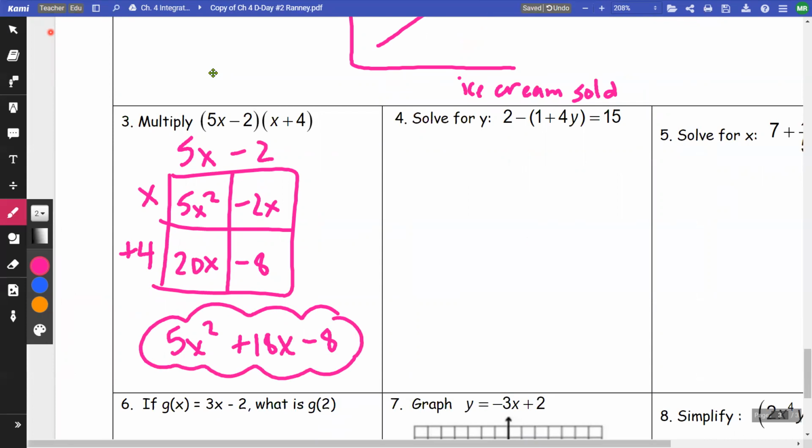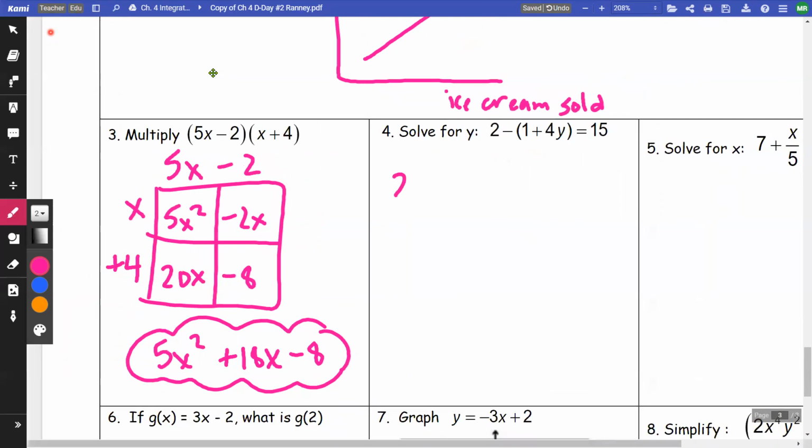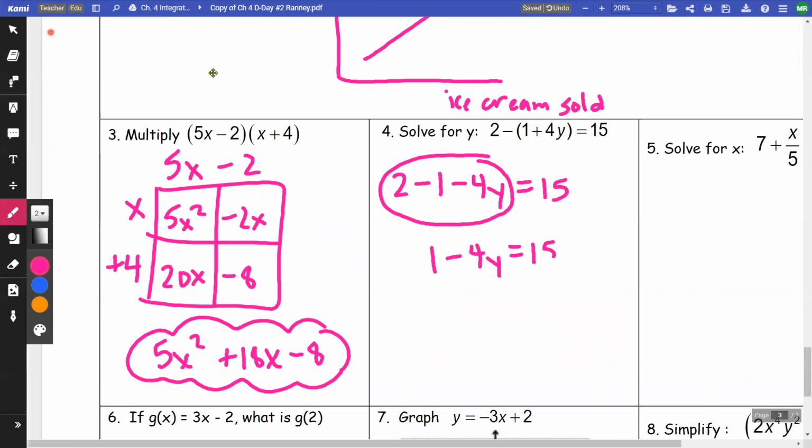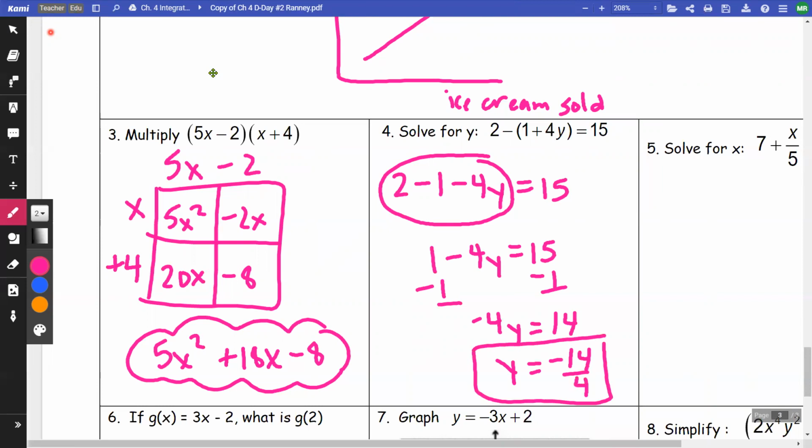On number 4, I'm going to distribute and get 2 minus 1 minus 4y equals 15. On this side, I'm going to combine like terms. So I'm going to get 1 minus 4y equal 15. I'm going to minus 1 from both sides. So I get negative 4y equals 14. I'm going to divide by negative 4, and I get a negative 14 over 4. You can reduce that or just leave it in that form.